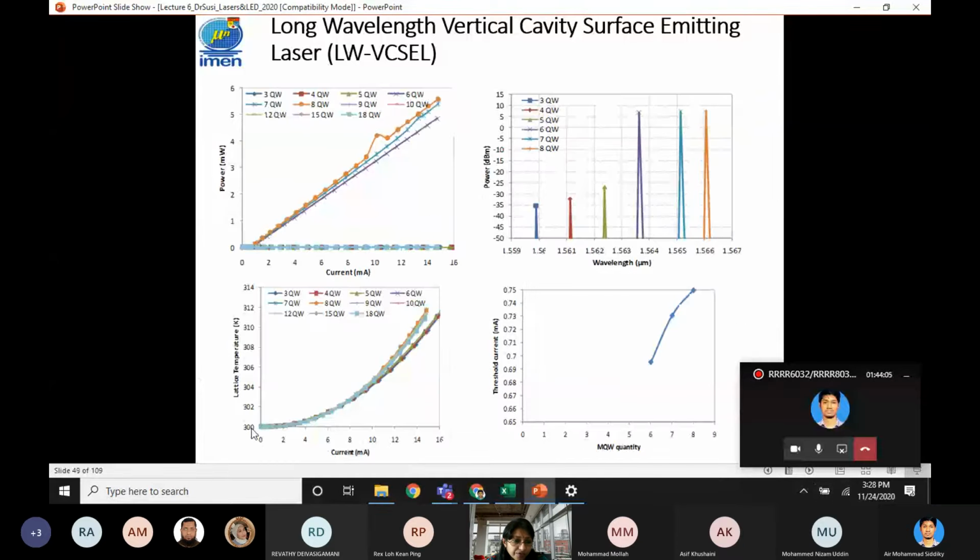If you look at the power and current, initially this is the oscillation occurring. Then they have enough power to be oscillated out, so you have a laser emission out.